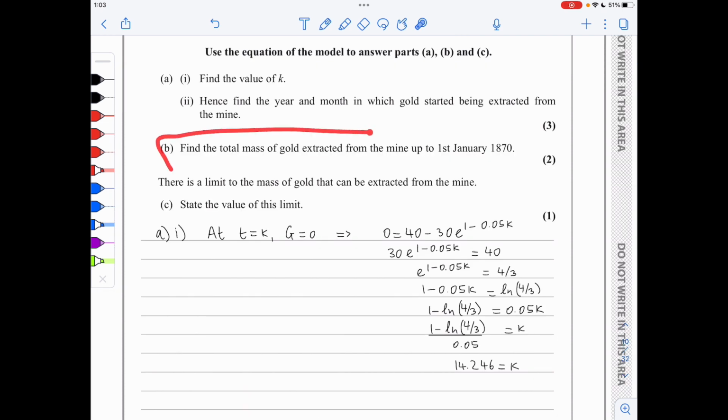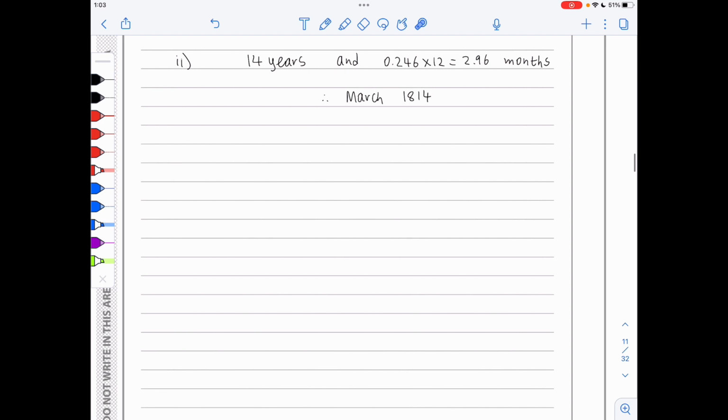In B, we need to find the total mass extracted up to the 1st of January of 1870. So the 1st of January of 1870 corresponds to a value of T which is equal to 70. So I will be substituting T is 70 into the expression for G. So capital G is 40 minus 30e to the 1 minus 0.05 times 70, and this works out to be 37.5 tons.